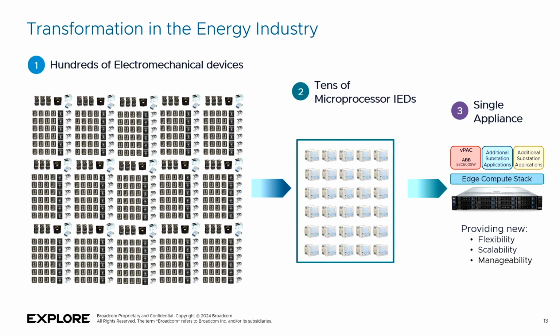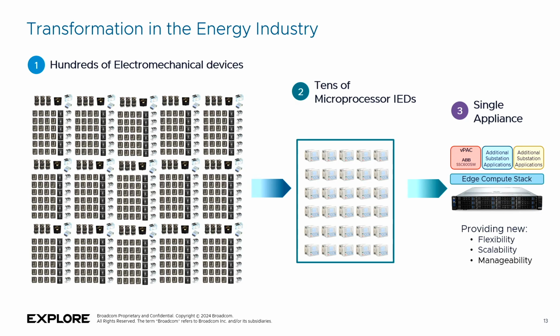So our transformation probably isn't radically different than other people's, but what may be different for utilities is that we're kind of stuck between phase one and two still. We have electromechanical devices that are still in the field. These are devices that are decades old, older than me even. And we've been installing microprocessor relays since the 80s, early 90s.